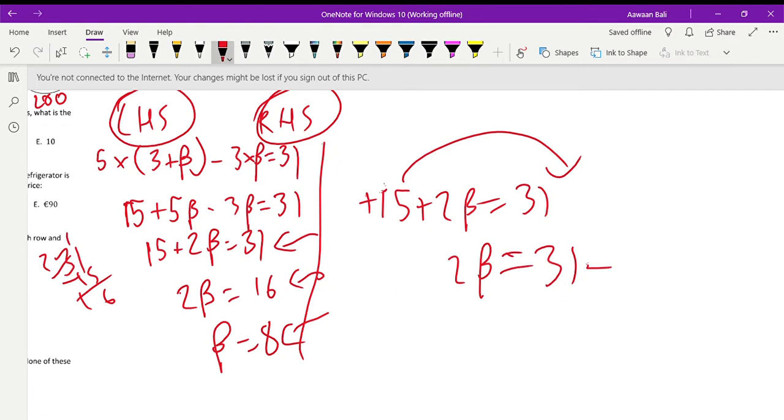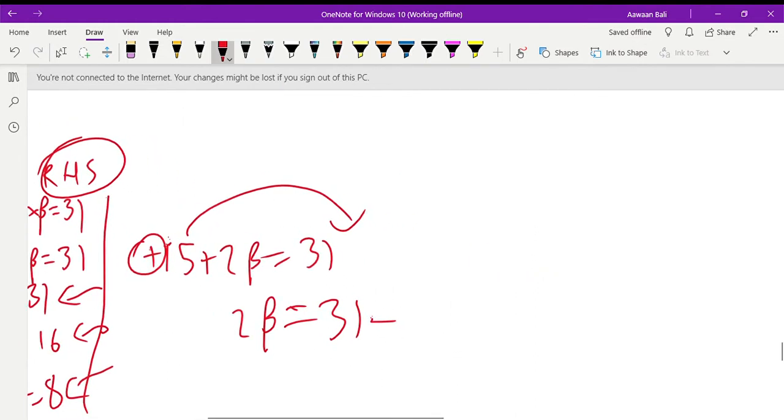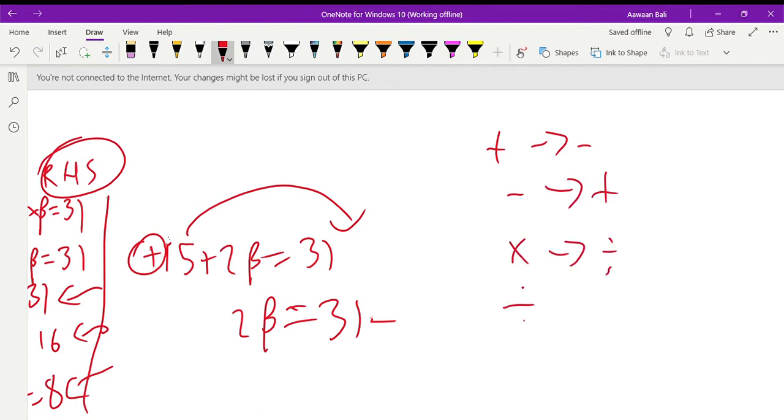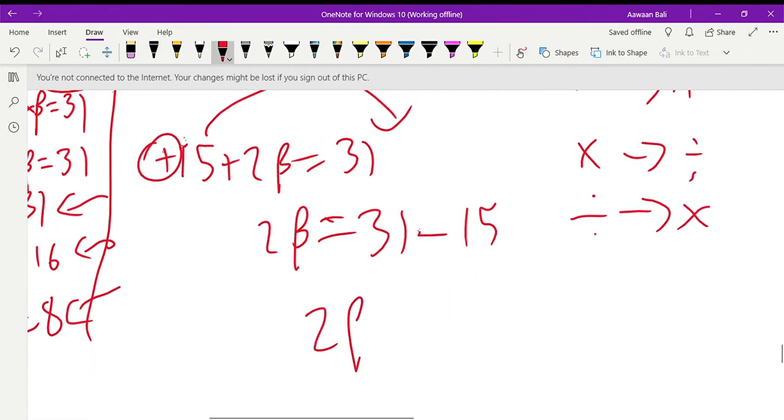So you take the plus with you, and whenever you take it to the other side, the sign becomes the inverse. So plus becomes minus, minus becomes plus, multiplication becomes division, division becomes multiplication. So here becomes 31 minus 15, 2b divided by 16.